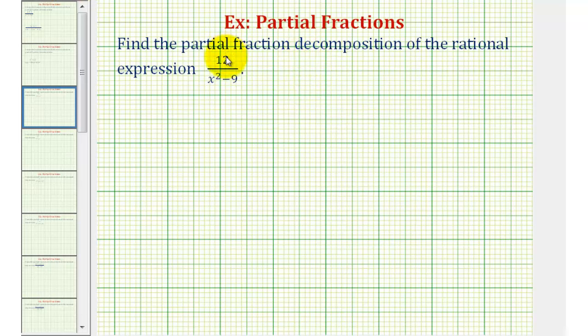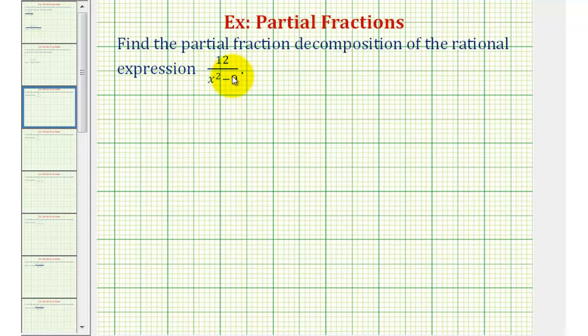Before we start, we need to make sure that the degree of the numerator is less than the degree of the denominator. For example, here we have 12, which is degree 0, and in the denominator we have degree 2, so we've satisfied the first condition, so we can go ahead and perform partial fraction decomposition. If the degree of the numerator was not less than the degree of the denominator, we'd have to start by performing long division.